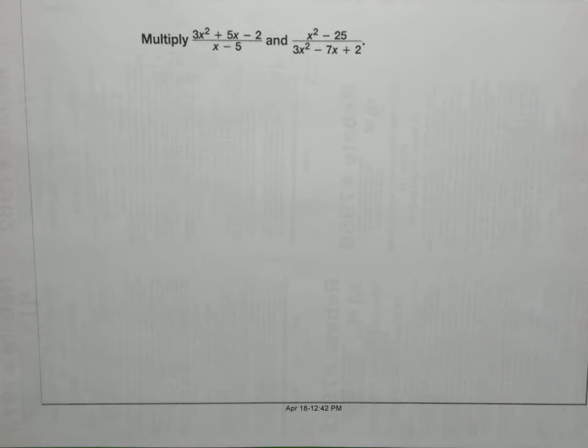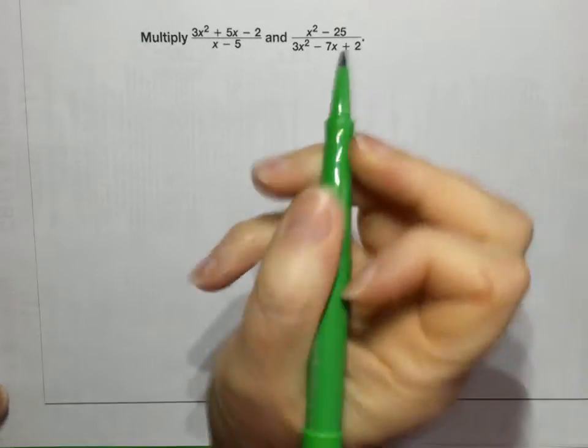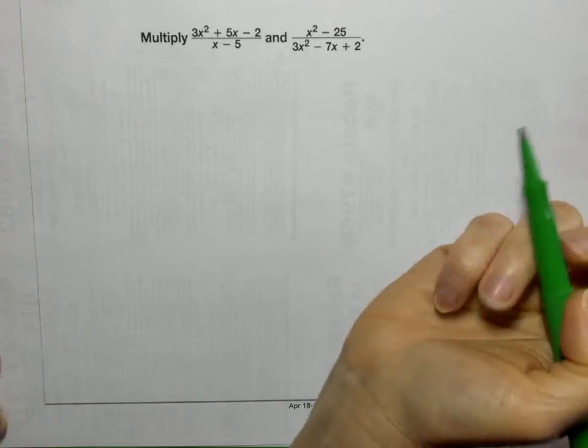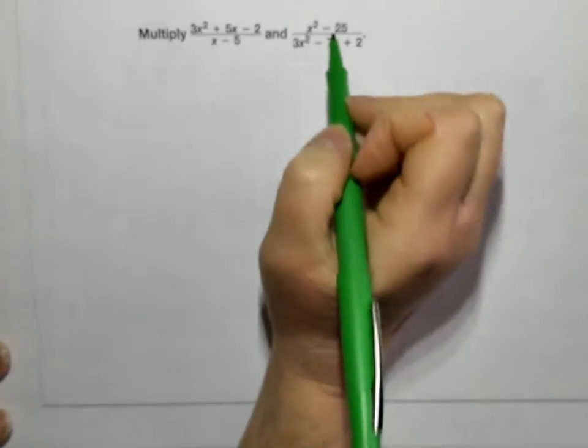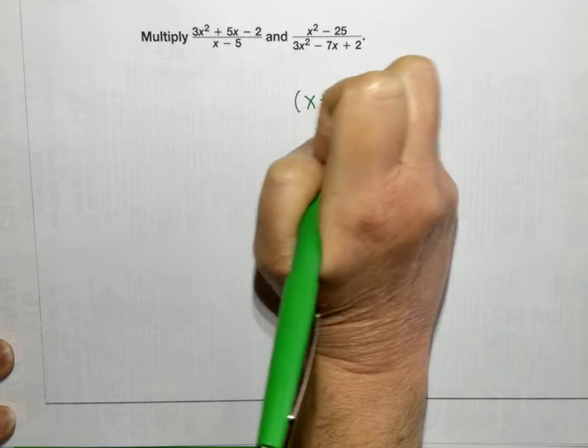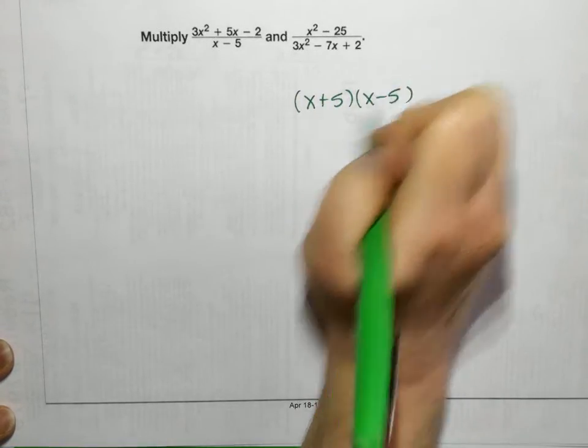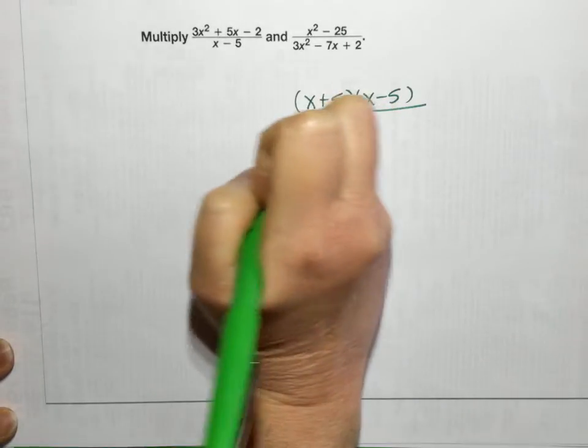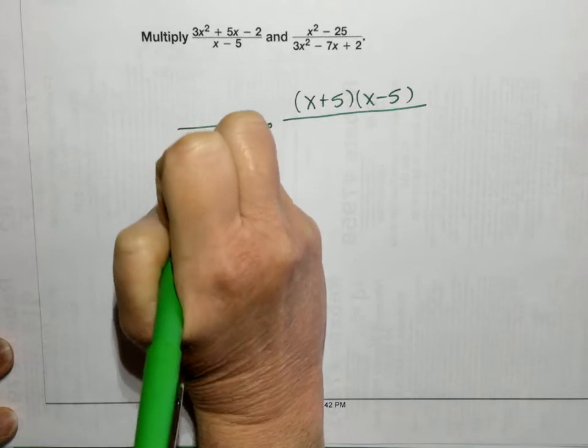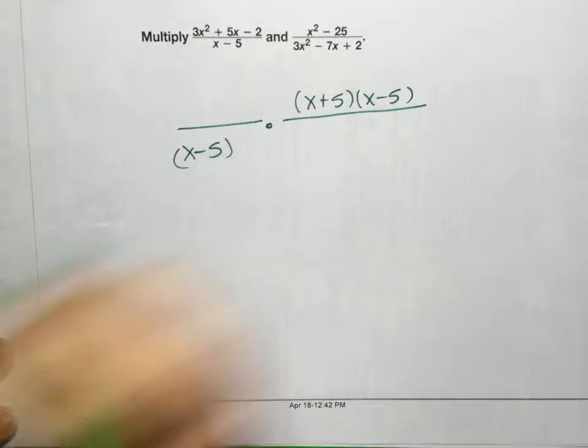All right, we start by factoring. It just says to multiply them, so let's see what we can do here. That one I can factor. That's x plus 5, and that's x minus 5. And underneath that I don't know yet. And over here I have x minus 5 on the bottom, but I don't have anything on top yet.